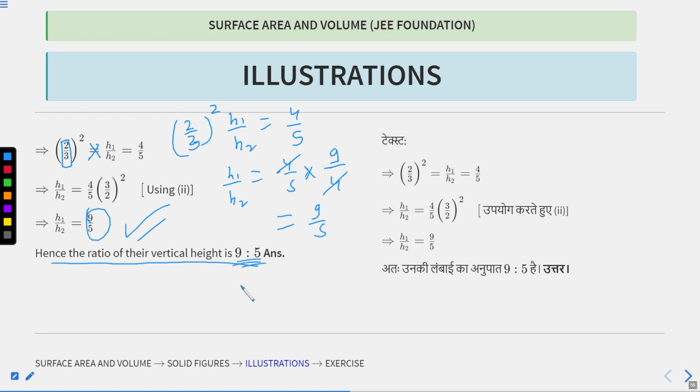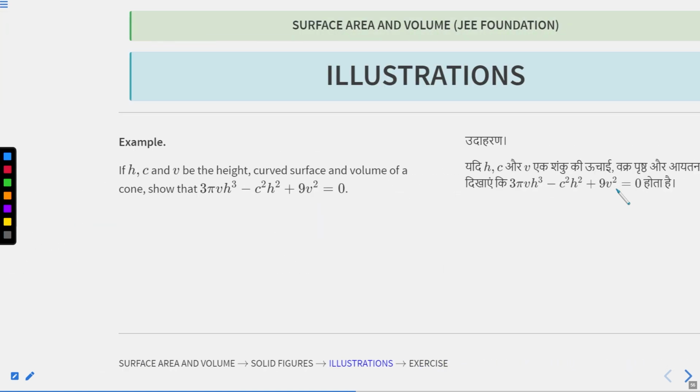I hope this is also clear. So we use the formula for the volume of a cone. It is quite easy to remember: it is the volume of a cylinder divided by 3. Okay, let's move to the next.